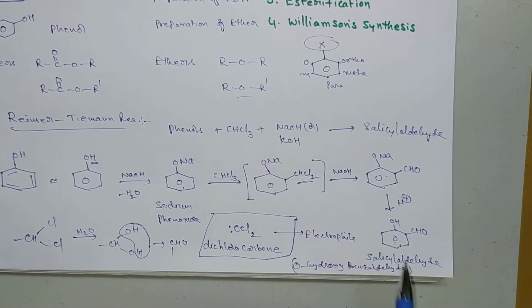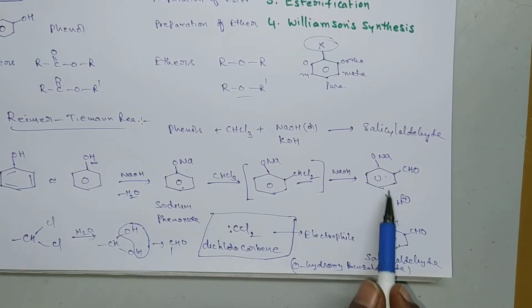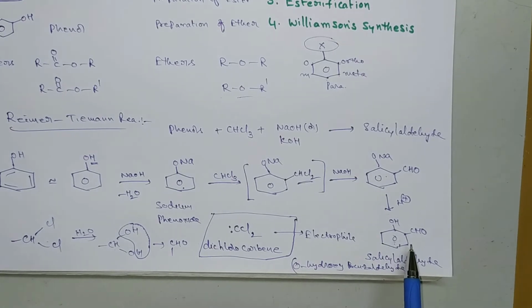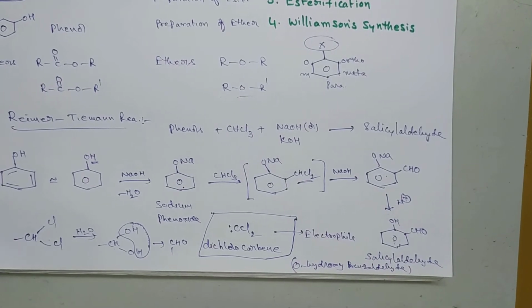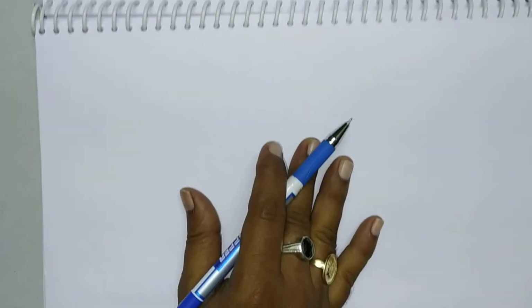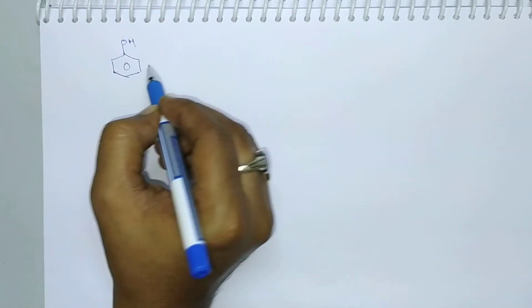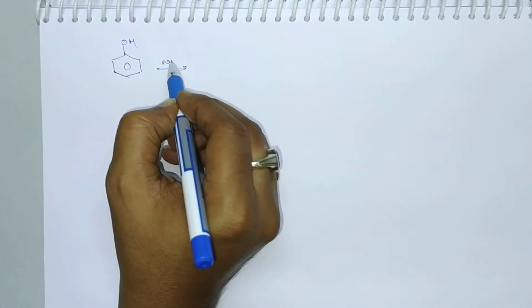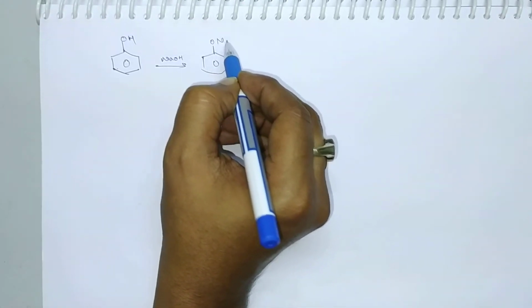I am writing again here. So this phenol reacts with chloroform and NaOH to produce salicylaldehyde. So that is the statement of Reimer-Tiemann reaction. So you have to write the equation like this also. Simply I am giving you the equation. That is, this is phenol, this phenol first reacts with NaOH to produce ONa.